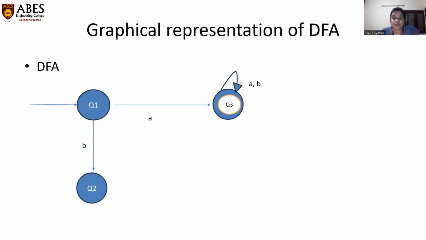And this is the graphical representation of DFA. Let us understand how the graphical representation of DFA is important to answer any question related to DFA. I have shown three states over here. These circular structures are known as states. Any state we will show in a circular structure.